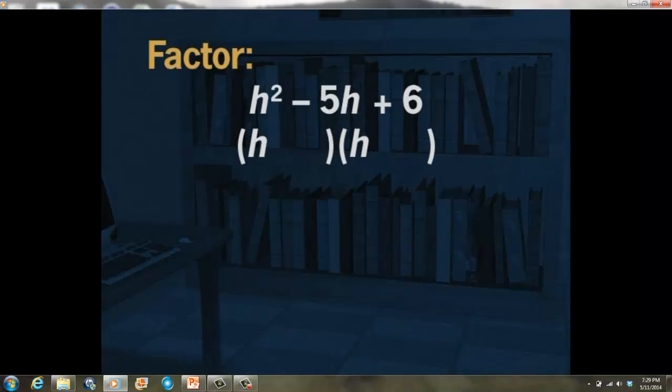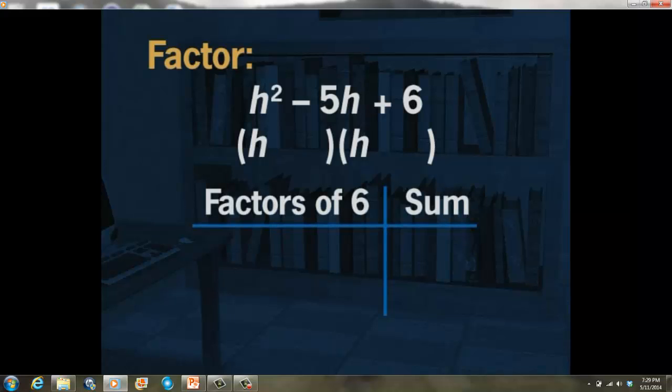Well, the first term in each binomial is h, because h times h is h squared. The second terms must have a product of 6 and a sum of negative 5. Be careful here. The factors have a negative sum and a positive product, so each of them must be negative. Why? At least one of the factors must be negative to produce a negative sum. If the other factor is positive, then their product will be negative, not positive. So both factors must be negative.